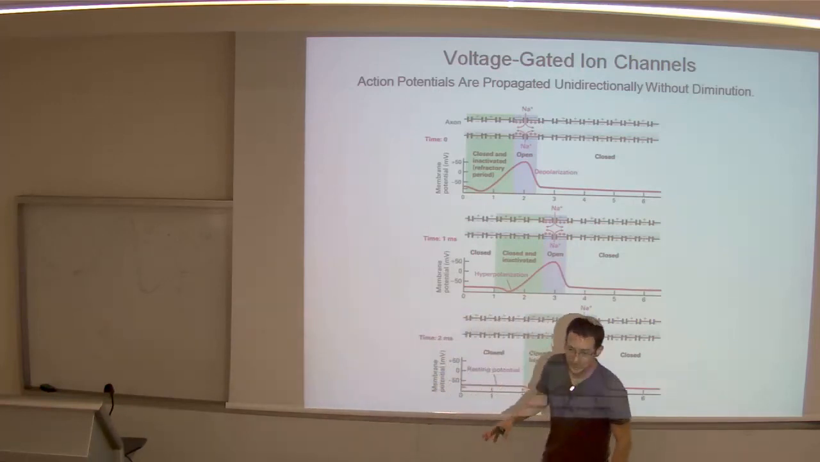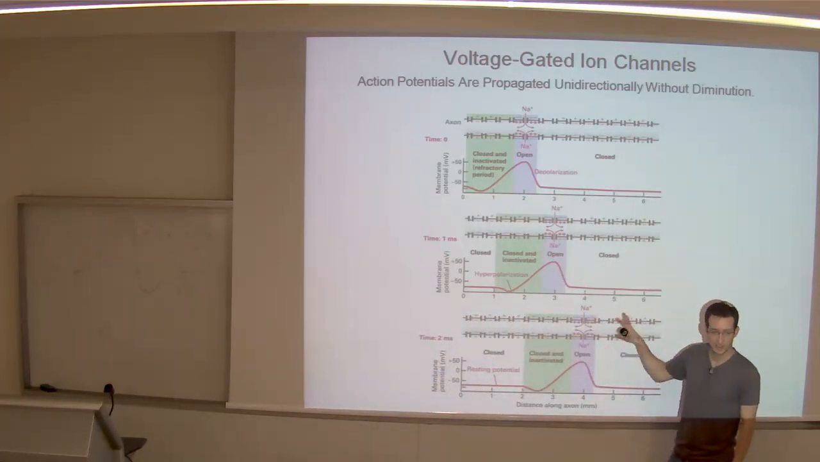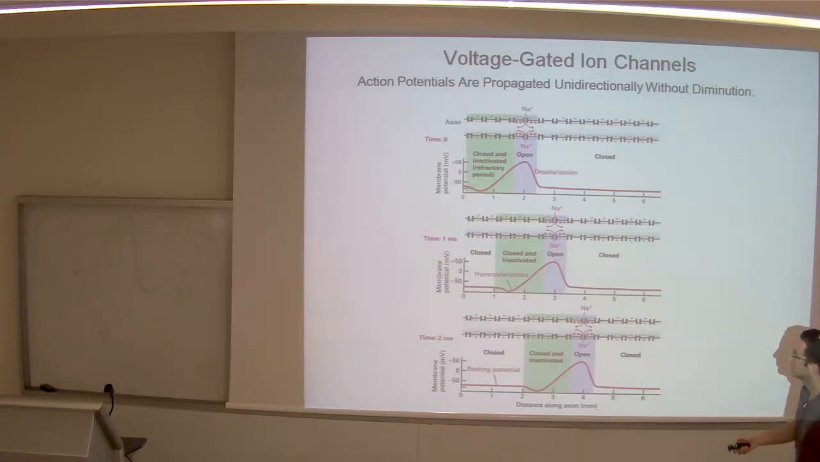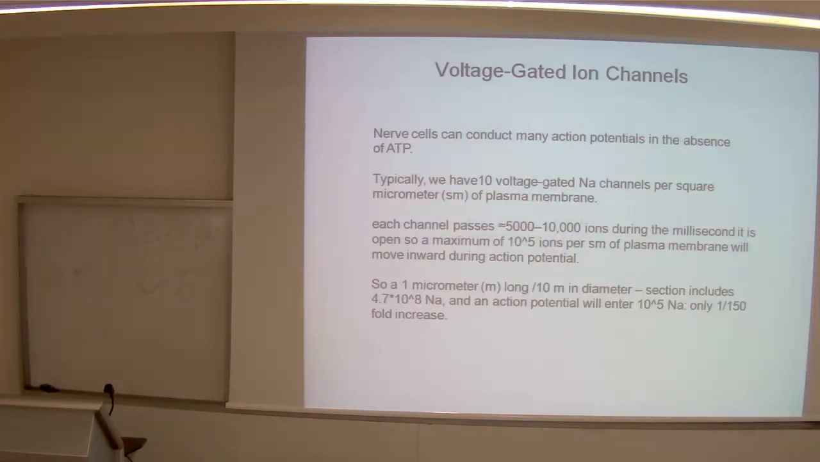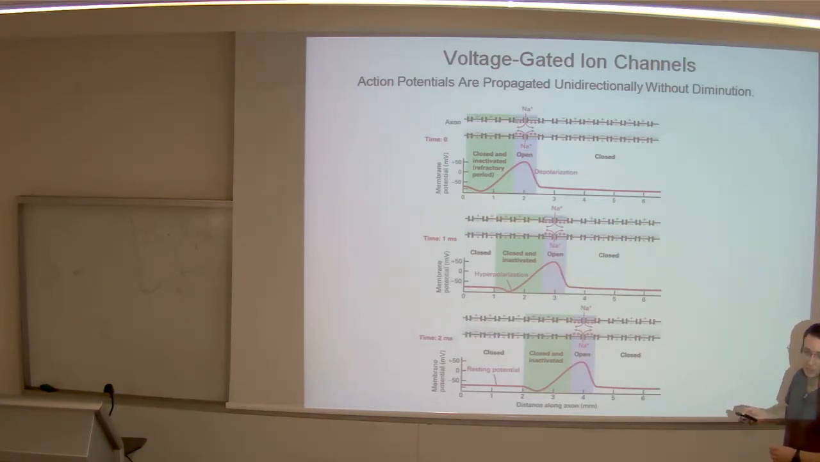Okay, so this is the distribution of voltage-gated channels that allow this kind of propagation. Nerve cells can conduct many action potentials in the absence of ATP. It's a classical experiment: when you cut one arm of the squid, it can still propagate action potentials. And the reason is that you don't use ATP in the mechanism that I've just explained to propagate action potentials.